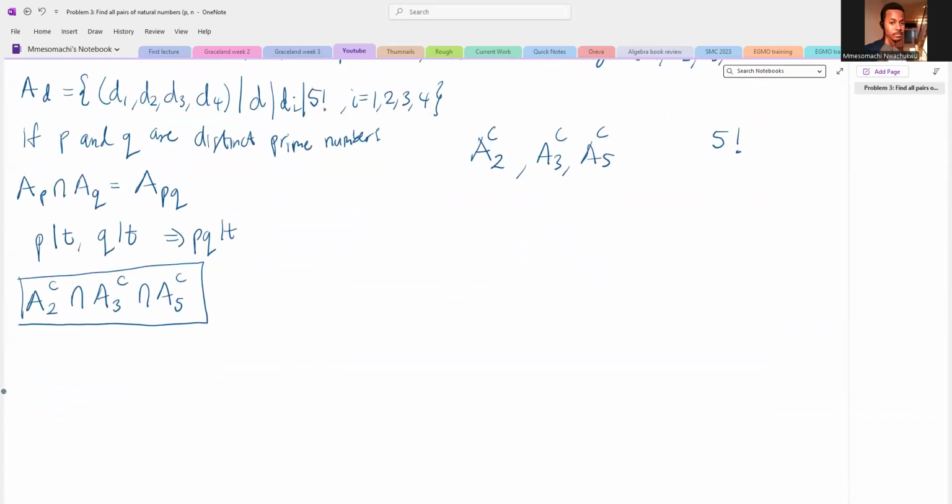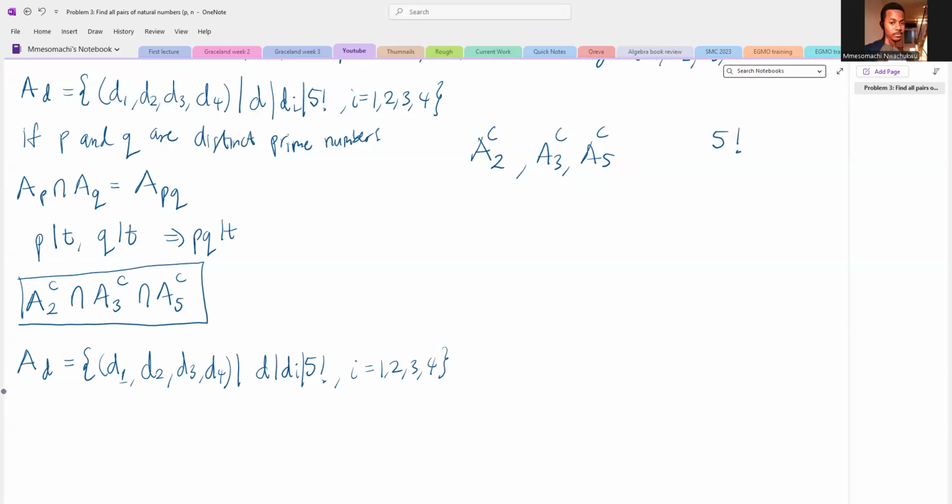Then something else we want to look at is how do we find the size of set A sub D? The size of set A sub D. So to pick the set A sub D, given that D divides d_i, which divides 5 factorial, for i equals 1, 2, 3, and 4.